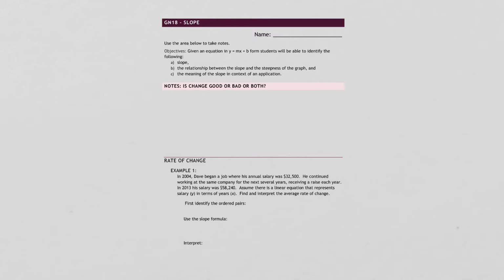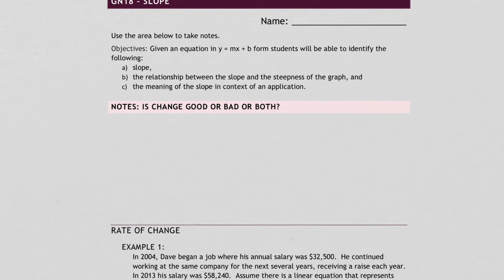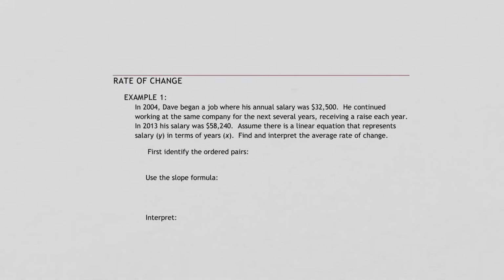For our little lesson on slope, we want to be able to write an equation in the form y equals mx plus b, where m is the slope and b is the y-intercept. So right now we're just going to focus on the slope part of it, but we're going to need to be able to find the slope. We're going to need to be able to find the relationship between the slope and the steepness of the graph, and the meaning of the slope in context of the application.